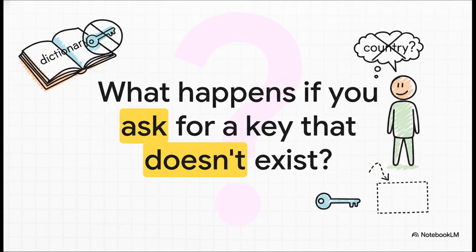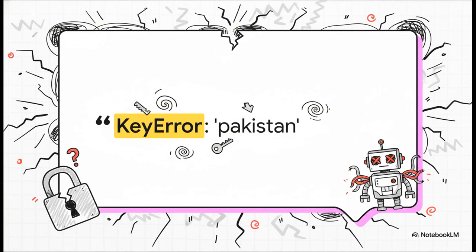But this brings up a really common gotcha. What happens if you try to ask for a key that, well, isn't actually there? Like, what if we ask for this person's country, but we never added it? Boom, your program crashes. You'll get this big red key error. And trust me, this is probably one of the most common Python errors you'll ever see. It just halts everything because Python is telling you, hey, I looked for that label and it's just not here.